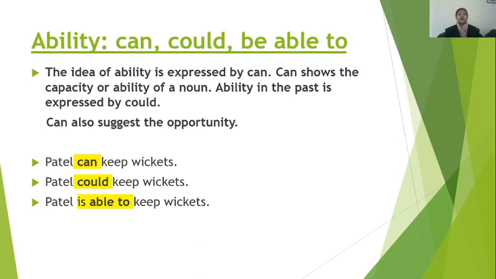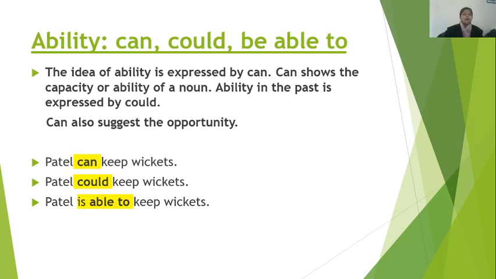Same as, he can solve this problem, so this is present. He could solve this problem, so here the sentence is in past. So it is clear to everyone that when I talk about any person's ability in present, I will use can, and if I am talking about a person's ability in past, I will use could.